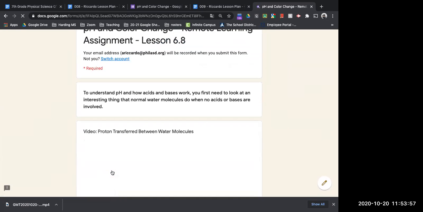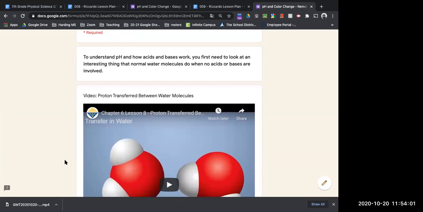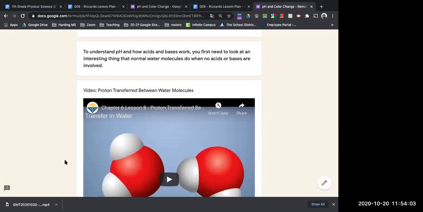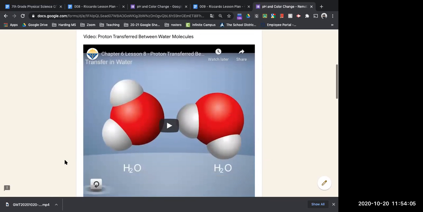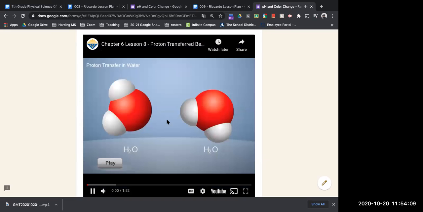All right. To understand pH and how acids and bases work, you first need to look at an interesting thing that normal water molecules do when no acids or bases are involved. So, proton transfer between water molecules.